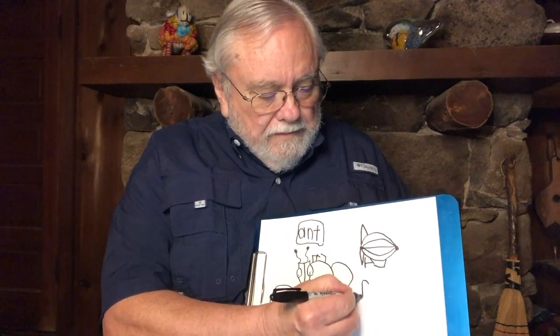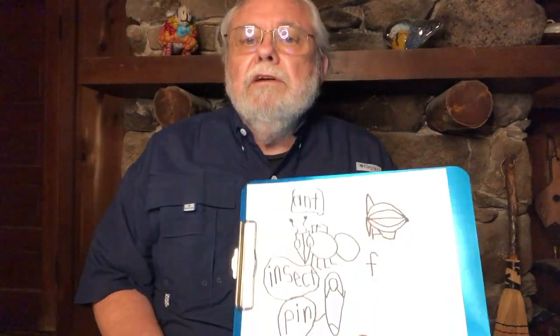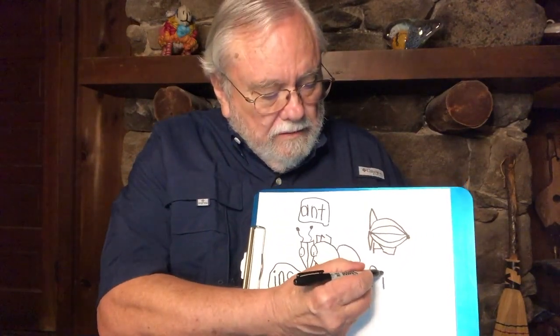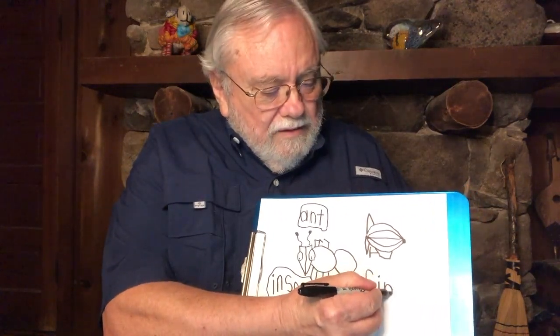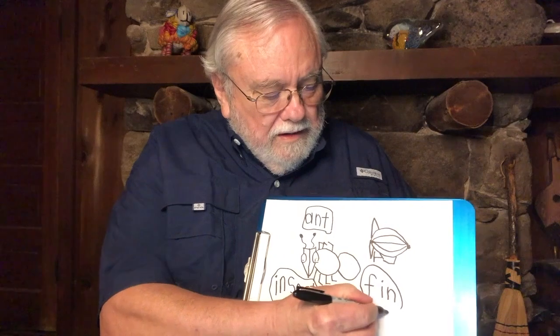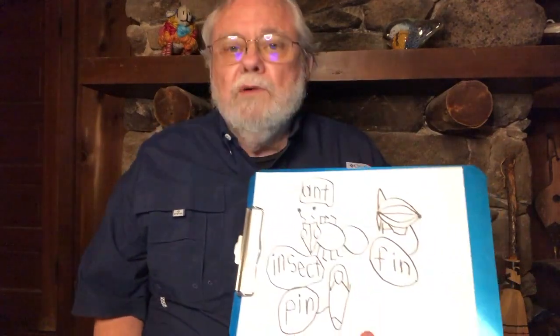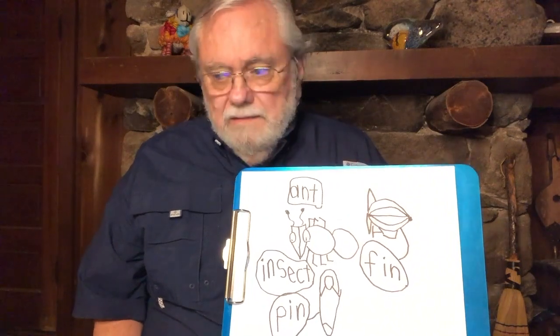What do you hear first? F for fishing. What do you hear next? I for itching. And what do you hear last? N. N for nibbling. And fin rhymes with pin because they both end with what? In.